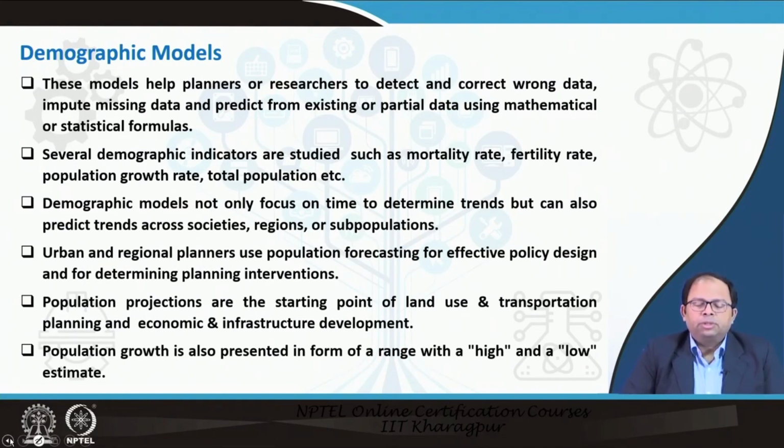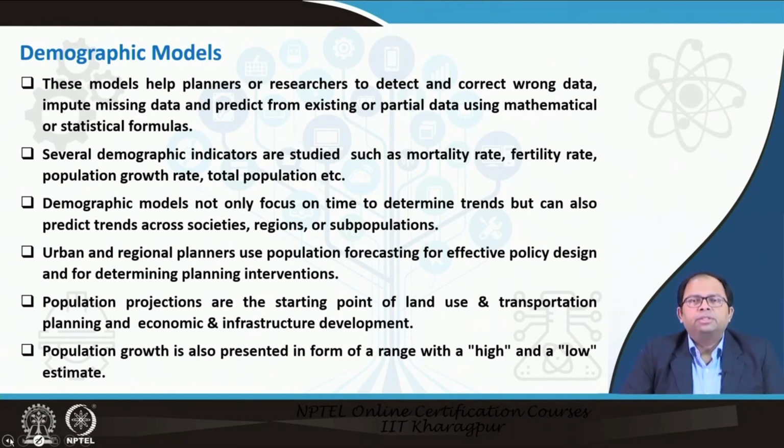Urban and regional planners use population forecasting for effective policy design and for determining planning interventions. Predicting population is the most important task of demographic modeling, and population projections are the starting point also for land use and transportation planning, which is the focus of this course, and also for economic and infrastructure development. If we can project the population, and not only the population but the different demographic indicators as well as the population components, like age and sex groups, only then can we start planning for a future time period.